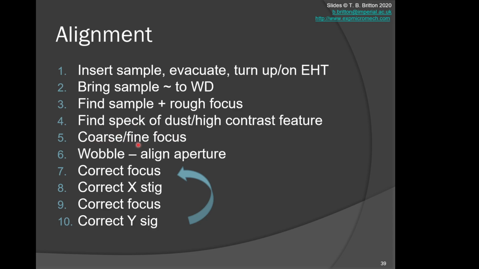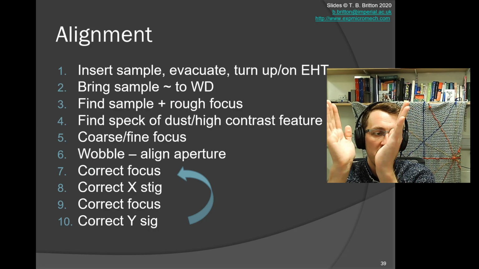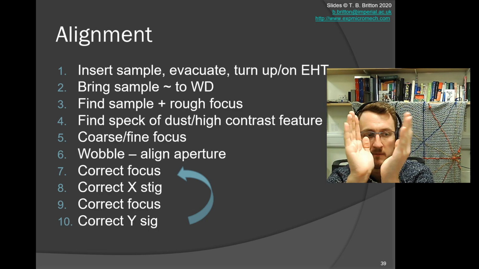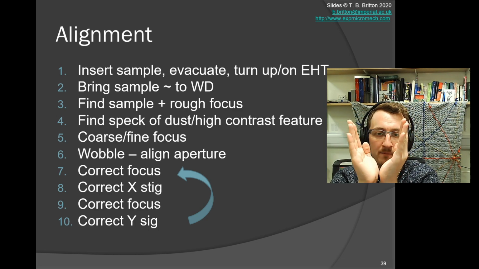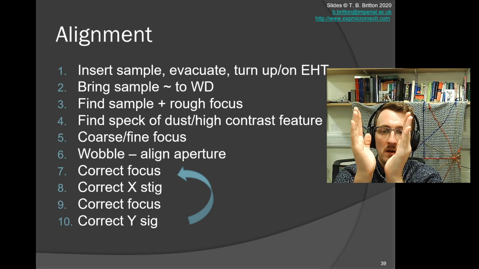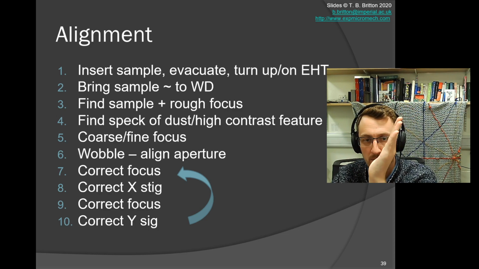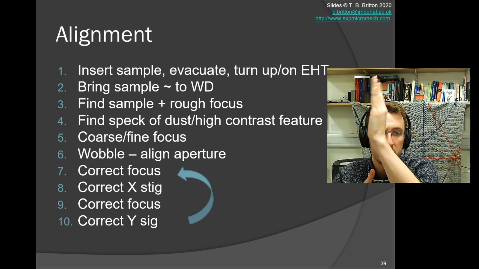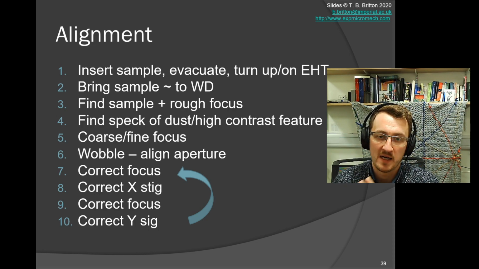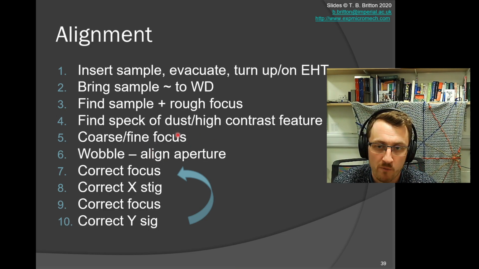You can then do a coarse and then fine focus to get that best in alignment. And then what you're going to do is wobble, so you're going to rock the focus back and forth. Specifically, you want to make sure that as you rock the beam back and forth, it goes straight down the center. If it's offset, then the beam will rock about a different pivot point, and the sample will move a lot around that pivot point. That's what this alignment of the aperture is all about: to reduce the rocking about the pivot point.